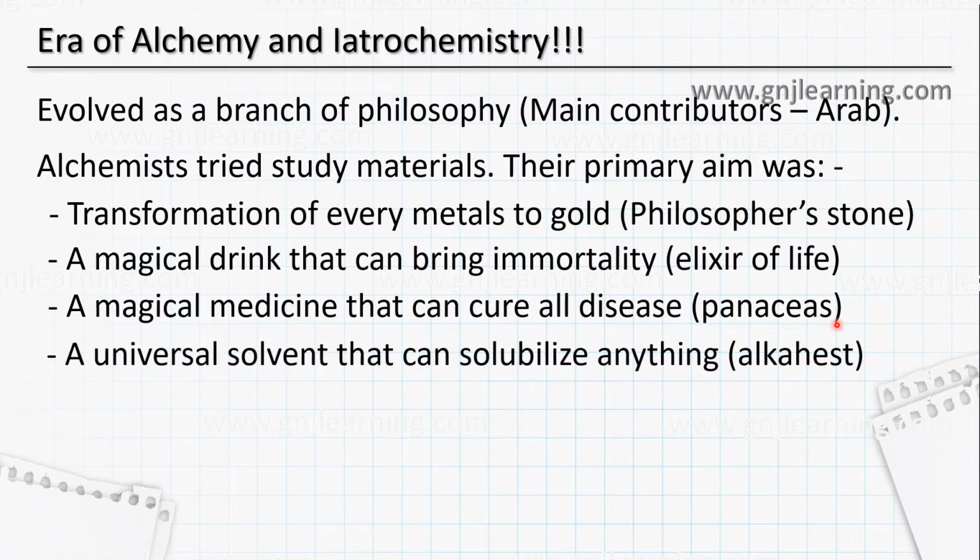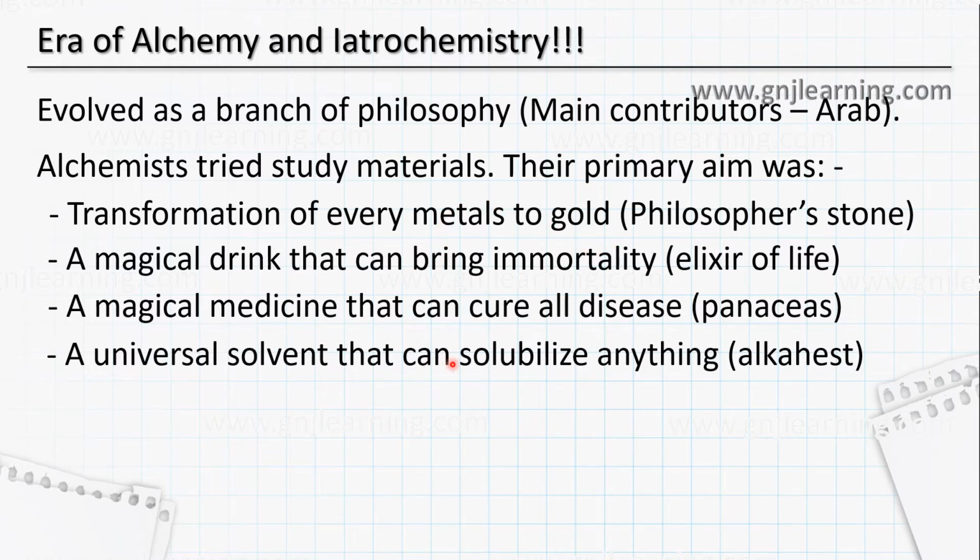And the other thing, a universal solvent that can solubilize anything, was potentially named alkahest. Potentially means it wasn't there. They were thinking of such a universal solvent which can even dissolve gold, so that they can secure whatever gold they have. So these are the main aims.